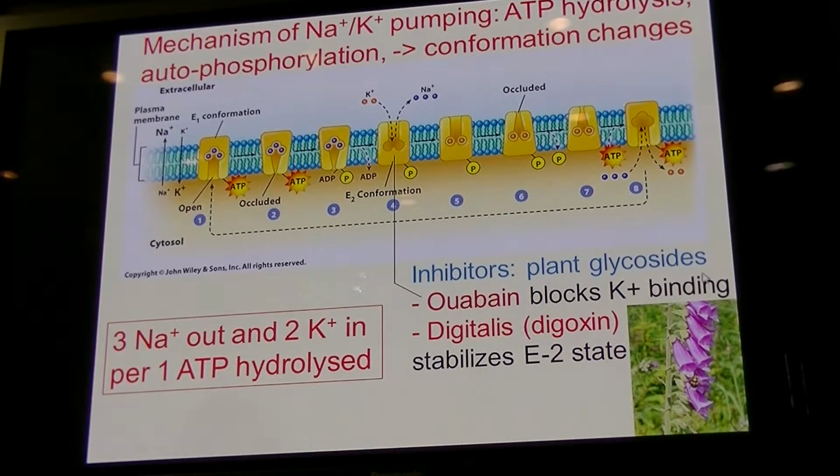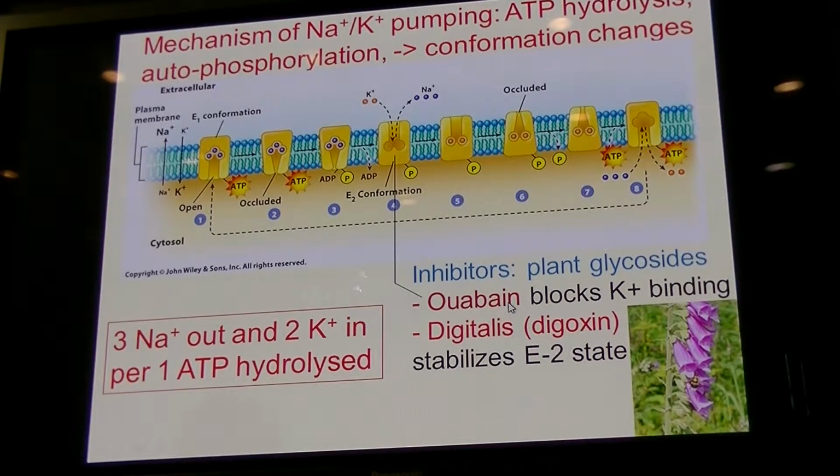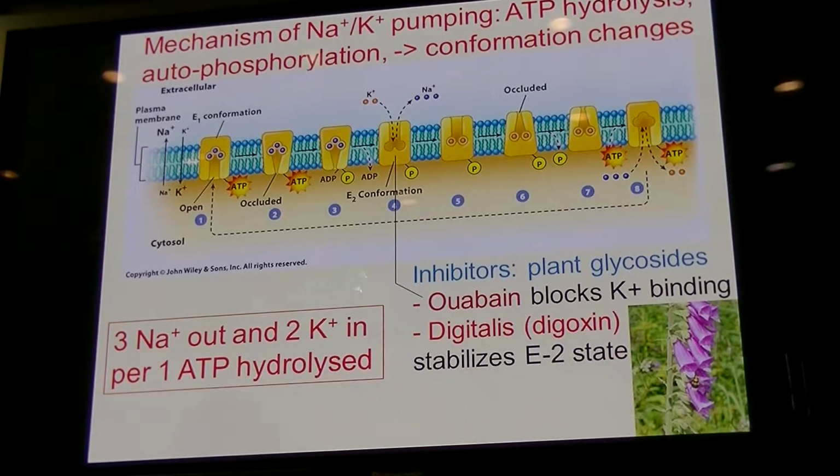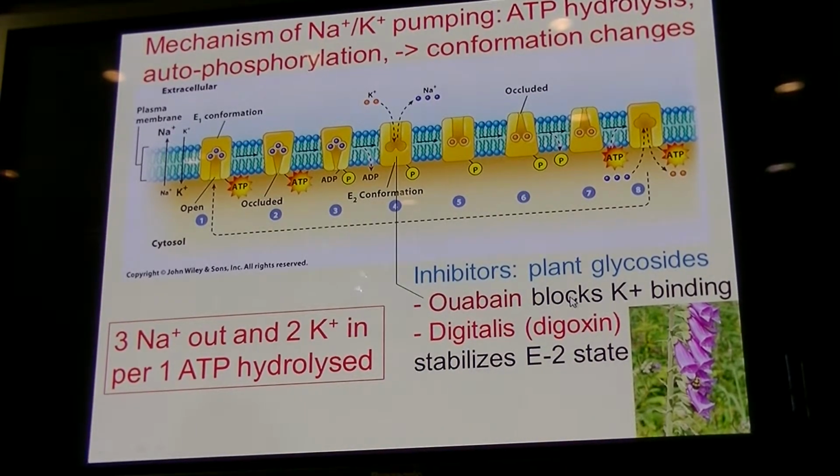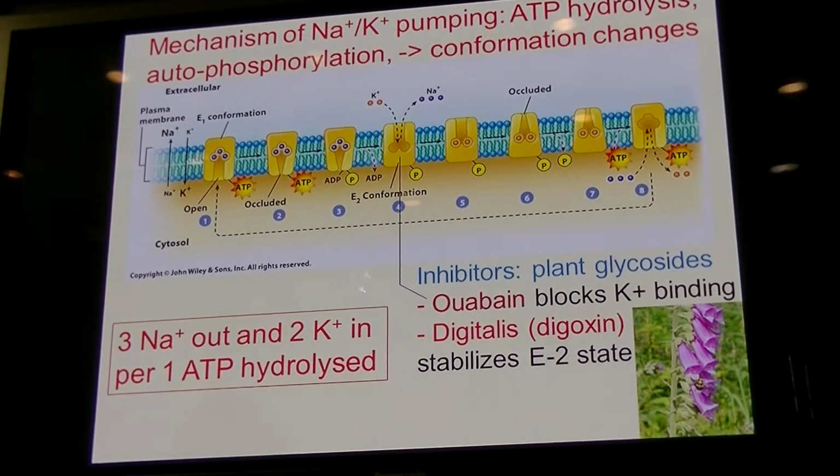Okay, so these are inhibitors, and Ouabain is found in the bark of some African plants, and there are tribes that put this stuff on their arrows, and they use it to actually hunt. They kill their prey. Okay, Ouabain. You should know Ouabain as an inhibitor of the P-class pump.